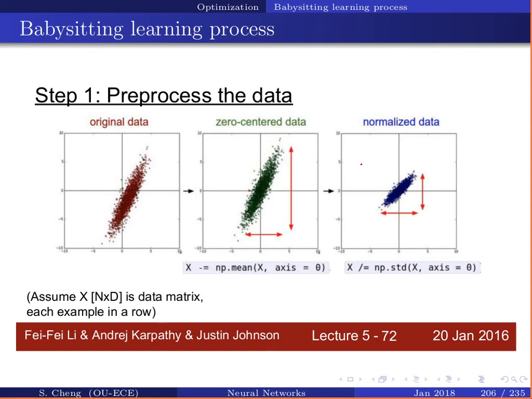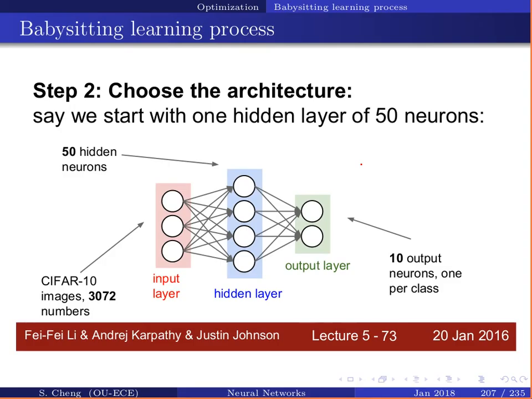You may try to normalize that too, but it probably doesn't help too much. Then afterwards, you need to design your architecture, right? So let's say in this example, he just picked a two-layer neural network. It's doing CIFAR-10, like a digit recognition data set, and therefore the outputs have 10 different classes, like 10 different outputs there.